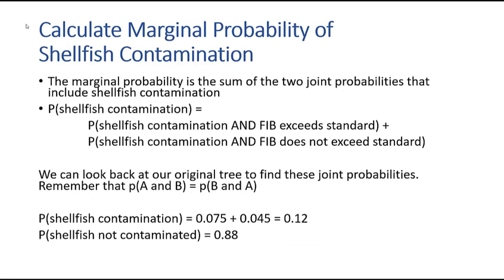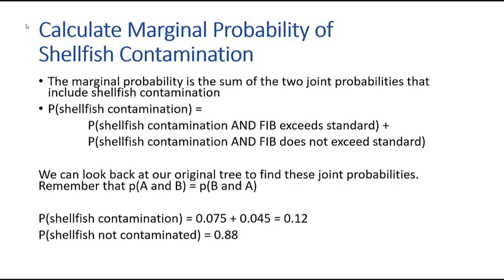So the probability of shellfish contamination down below there equals 0.075 plus 0.045, which equals 0.12. We could sum the other two joint probabilities to get the marginal of shellfish not contaminated, or we could take 1 minus 0.12, the complement, and either way we would get 0.88.